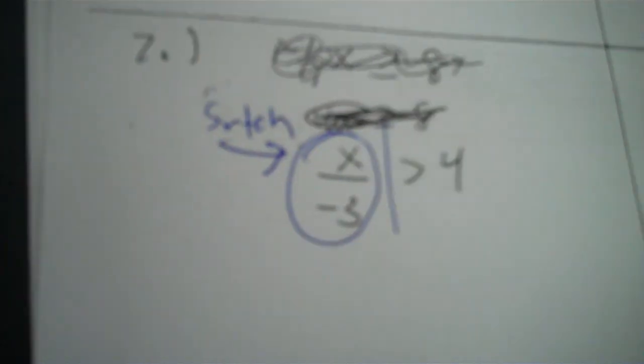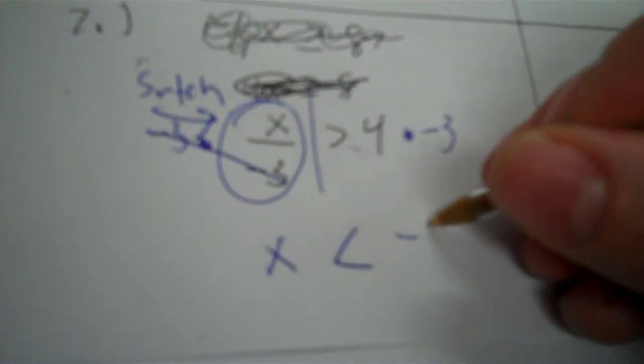Now there's no operations outside, so we just go straight to the switch and then multiply each side by -3, because to get rid of divide, you multiply. So you have x, and 4 times -3 is -12.